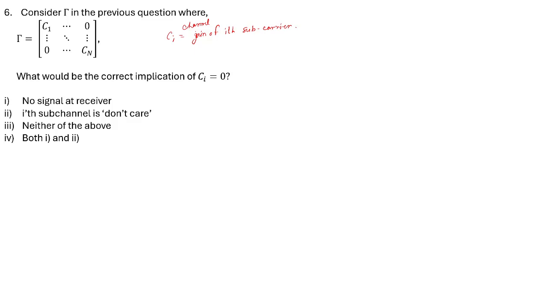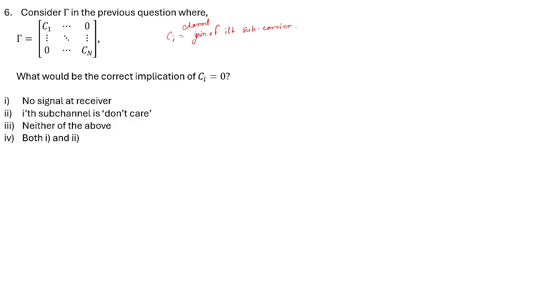If you briefly revisit the OFDM concept, what is happening is you are dividing your wide bandwidth into small narrowband subcarriers, and each of them is carrying different symbols from transmitter to receiver. So if I set Ci to be 0, or some channel fading occurs or Ci is very small, what is the implication of the channel gain of the ith subcarrier being 0? That means whatever you transmit over that particular subcarrier is not going to reach the receiver, right?